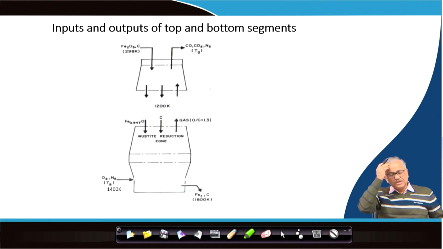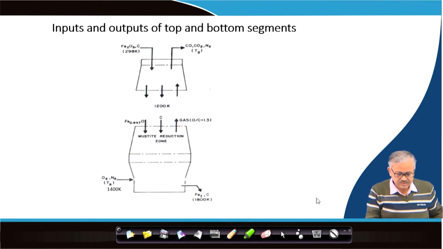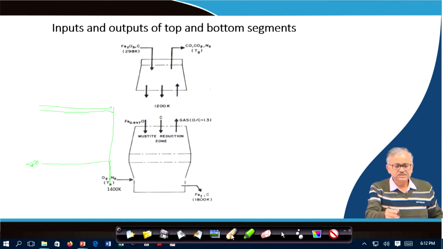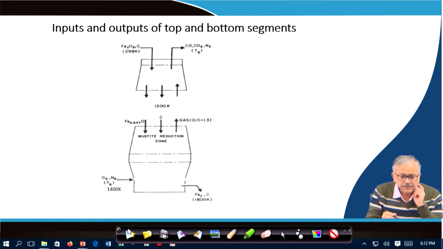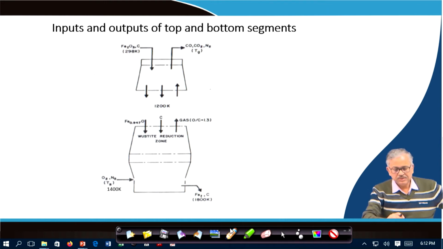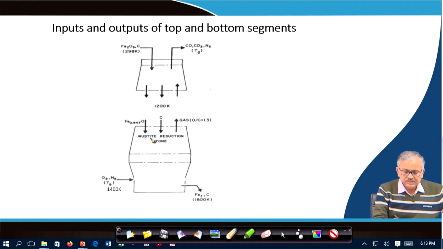So, now you can see this is the scenario, this is the blast furnace. This is the way you can divide the blast furnace into two parts, the upper part and the lower part. Okay. And this is called the Wüstite reduction zone or Wüstite reserve zone. So, here what are the inputs in the upper part? Solid will come in, and you are entering Fe2O3.